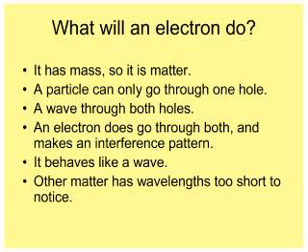What will an electron do? It has mass, so it's matter, so that means matter is a particle. A particle can only go through one hole. A wave goes through both holes. How do we know this? Because we have an interference pattern.